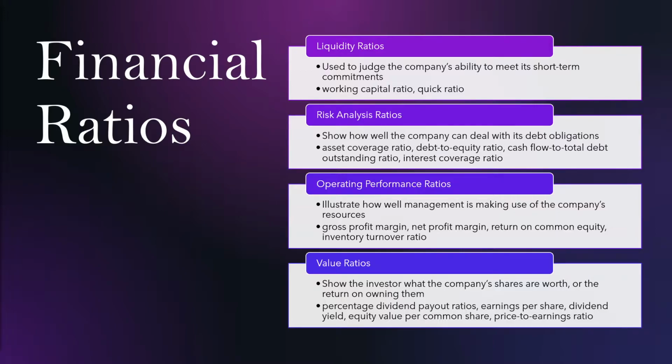Now we also do have value ratios. And these really show the investor what the company's shares are worth or the return on owning them. And we are going to be looking at the percentage dividend payout ratio, the earnings per share, dividend yield, equity value per common share, and of course, the price to earnings ratio.